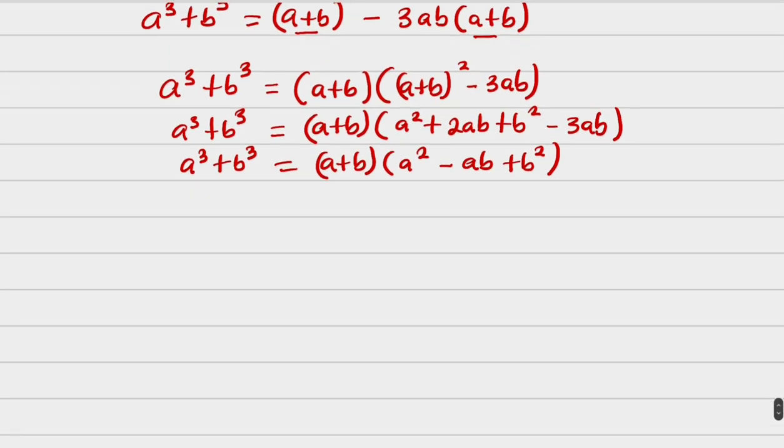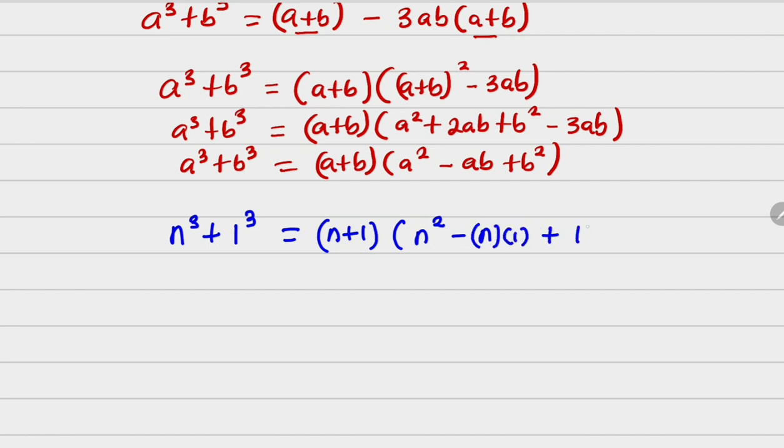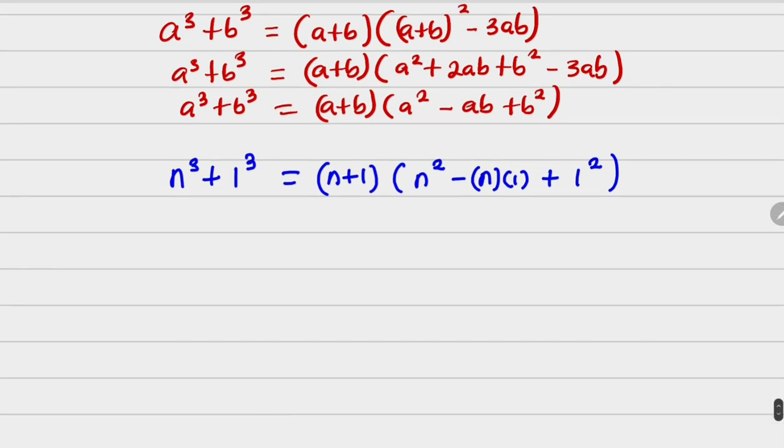Okay, so since I have this, remember what we are dealing with is n cube plus 1 cube. Now, if I'm going to do this, then it's going to be n plus 1 in bracket, then we have n squared minus n into 1, then plus 1 squared. This, recall, is equal to 0. Very important. So we are going to have n plus 1 into n squared minus n plus 1. Everything will now be equal to 0.